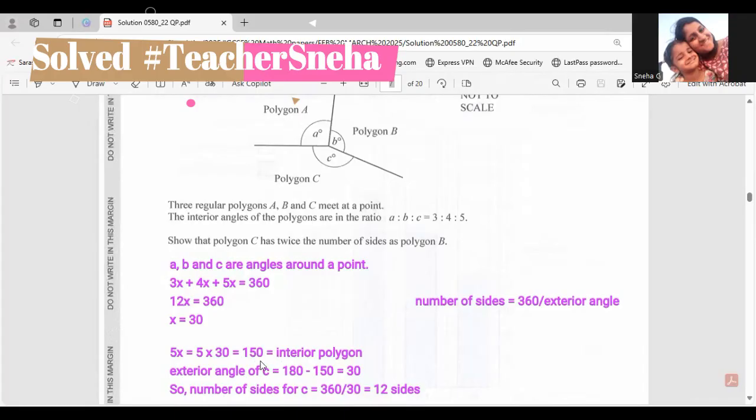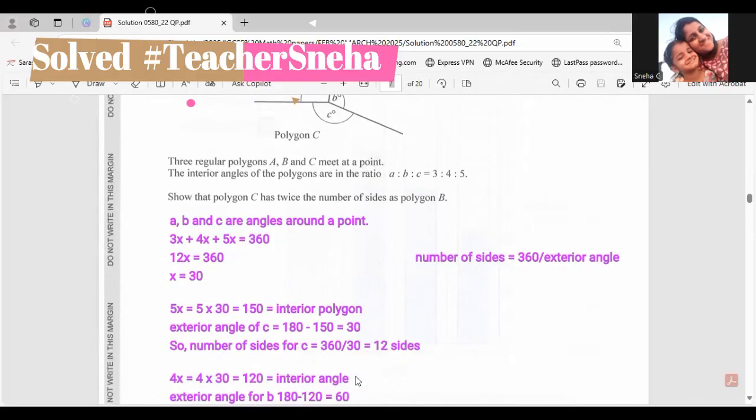So since the interior angle is 150, the exterior angle is going to be 180 minus 150, because we know that interior and exterior angle will always add up to 180. So you get an exterior angle of 30. Number of sides of C we work out here by doing 360 divided by 30, which gives us that polygon C will have 12 sides.